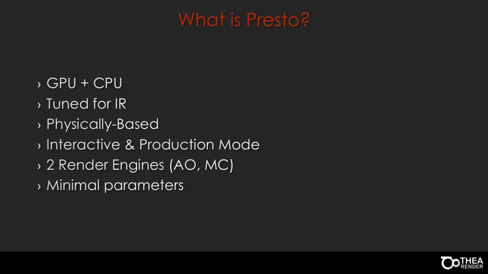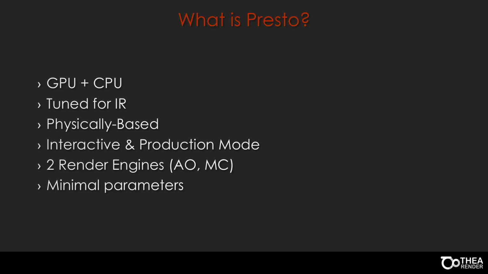The Thea Presto engine will use all the computing power of your system, and that means that you will use any NVIDIA GPU found on your system along with a CPU. It has been designed for very fast interactive rendering, and of course it's physically based, and by that I mean it's physically accurate with materials that obey the laws of physics. Now Thea Presto can operate in two modes. The first one is the interactive mode, where you get instant feedback inside the viewport, while the production mode can be used to create your final renderings in the highest quality.